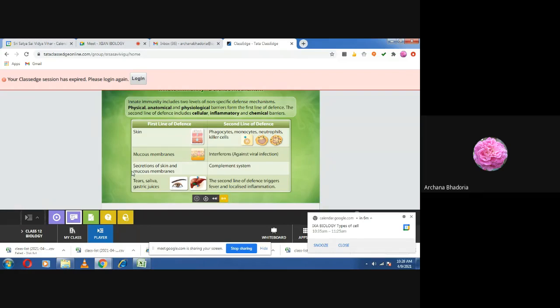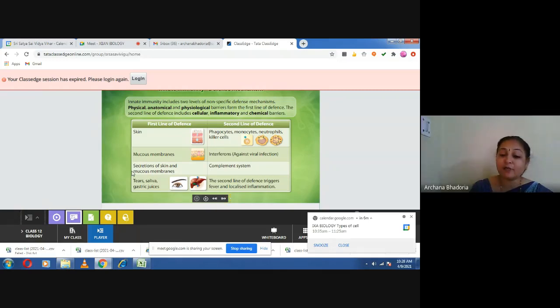Now if a virus has attacked a cell in the body, what will that same cell produce? Quickly, children, say. What is that chemical? Interferons. So the cell which the virus attacked will produce interferons. And now what will this interferon do? It will make the other neighboring cells resistant to the attack of the virus. So this way it is prevented. It is a chemical barrier. So we have completed innate immunity today. Acquired immunity we'll take up next time.